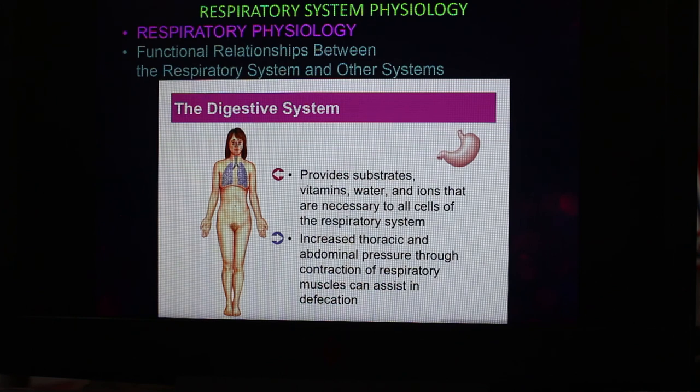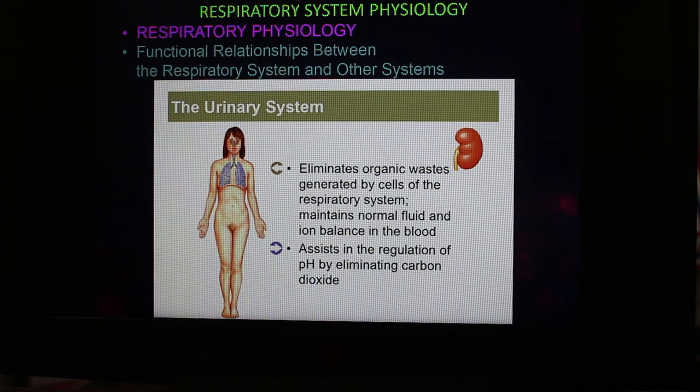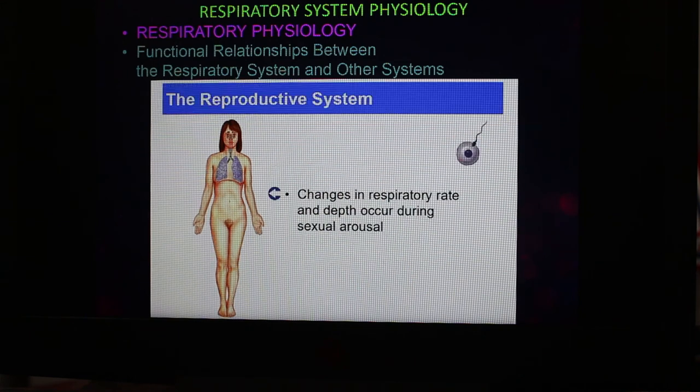The relation of the digestive system with the respiratory system is that it provides substrates, vitamins, water, and ions that are necessary to all cells of the respiratory system. Increased thoracic and abdominal pressure through contraction of respiratory muscles can assist in defecation. The urinary system's relation is that it eliminates organic wastes generated by cells of the respiratory system, maintains normal fluid and ion balance in the blood, and assists in the regulation of pH by eliminating carbon dioxide in the form of carbonates.